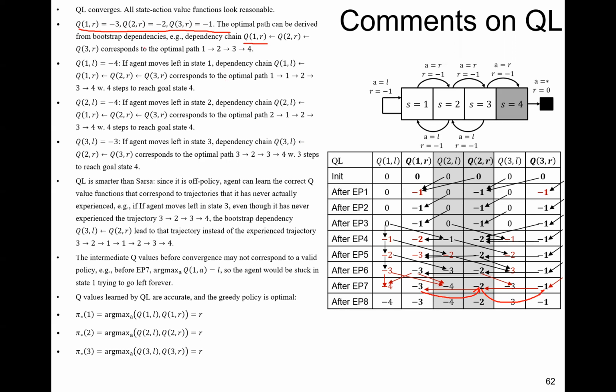By moving right from state 1, and Q1 left is -4. If you move left in state 1, the bootstrap dependency chain corresponds to the path 1, 1, 2, 3, 4, because from 1, if you go left, you stay in 1 for 1 step.